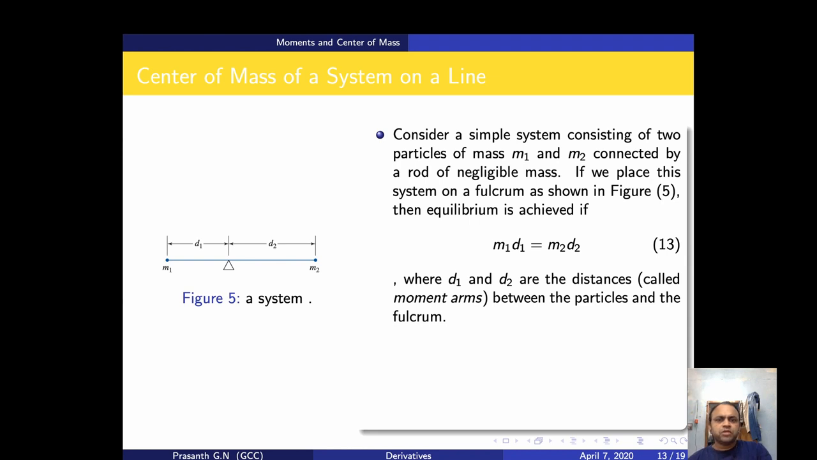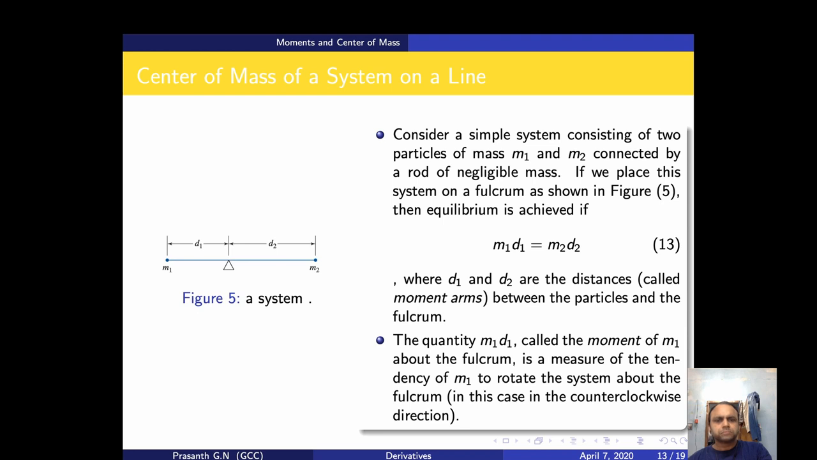Then the equilibrium is achieved if m1 d1 is equal to m2 d2. Like on a balance, if you put a 1 kilo weight on one side and rice on the other, the center balances when the positions are equal, the same thing. And d1 and d2 are the distances between the particles and the fulcrum. The quantity m1 d1 is called the moment of m1 about the fulcrum. It's a measure of the tendency of m1 to rotate the system about the fulcrum.